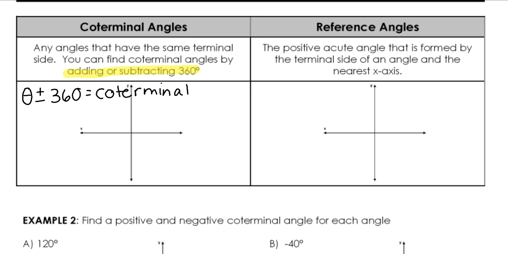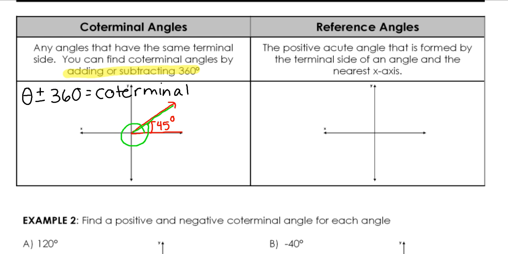So as an example, I could start with a 45-degree angle, let's say. So here's my theta to start with. It's 45 degrees coming from that positive x-axis. So if I wanted to add 360 to that to get a coterminal angle, I would rotate around one whole rotation. There's my 360 plus another 45 to end at that exact same spot.